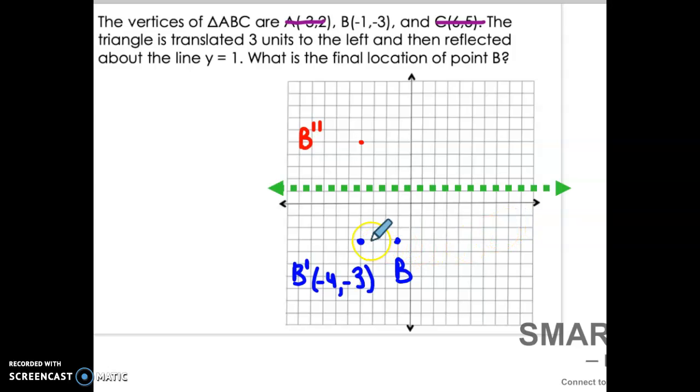So we took point B. We translated 3 units to the left to find B prime. Then we took B prime and reflected it across the line y equals 1. Our new coordinates of point B double prime are -4, because we go left 4 from 0, and then 5, because we go up 5. So what is the final location of point B? This would be our answer. The final location of point B is -4, 5.